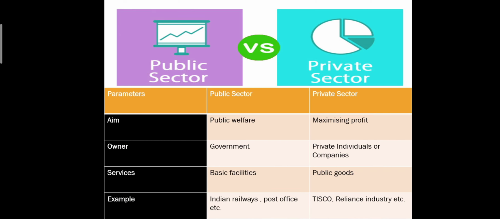Now, you can see main aim of the public sector is public welfare, whereas of the private sector is to maximize the profit. All the public sector's units are owned by government, whereas private sector units are owned by private individuals or the companies. And the basic facilities are provided by public sector, whereas all the public or the consumer goods are provided by the private sector. The best examples of the public sector you can see are Indian Railways, Post Office, etc. Whereas private sector examples are Reliance Industries, Tesco, etc.